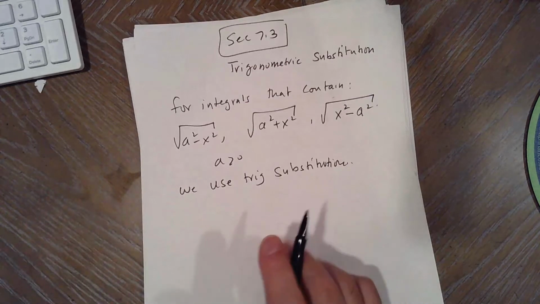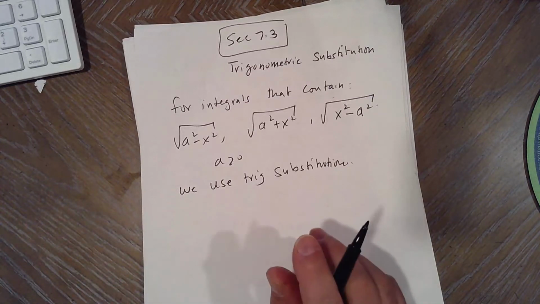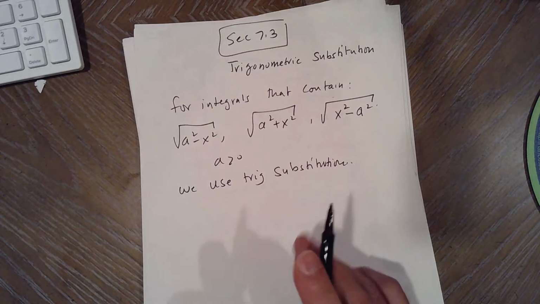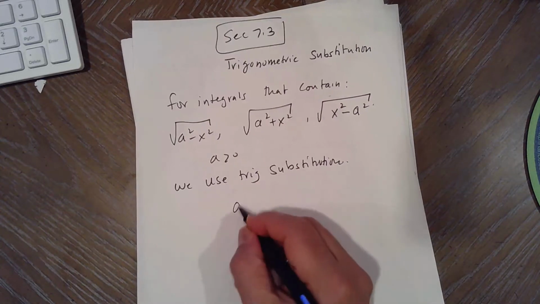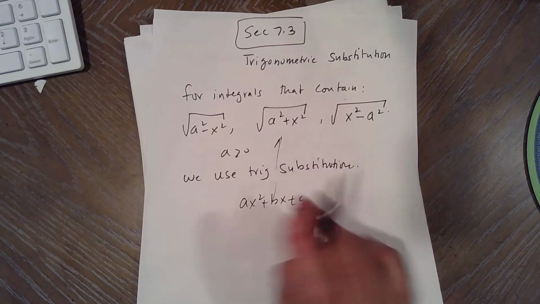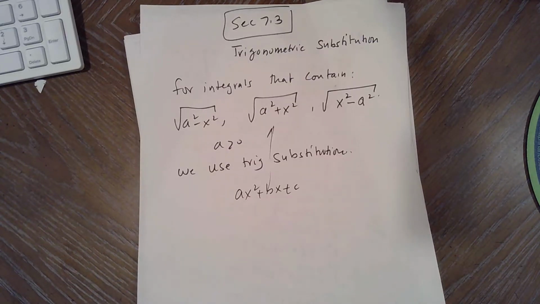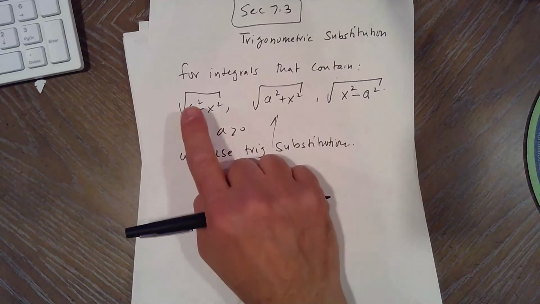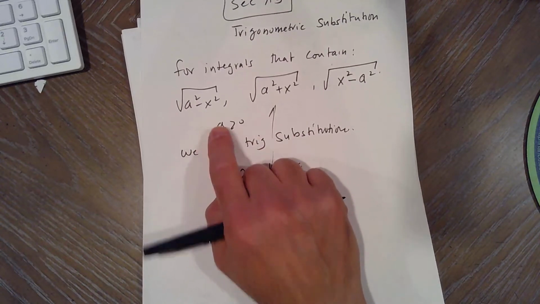Also in this section we will use what we learned in basic algebra, college algebra, intermediate algebra, completing the square, to transform a trinomial like this into one of these. So the basic idea, when we have an integral containing these, we want to get rid of the square root.